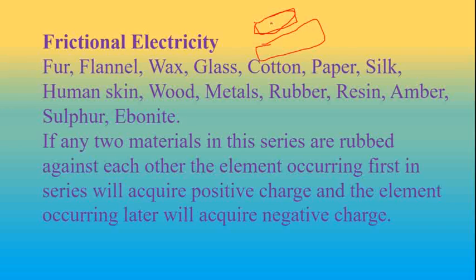This process is also called induction. There is frictional electricity produced. Here we can observe that some electrons are shifting from the rod to the silk cloth. Both are obtaining charges. One is positive and the other is negative. So this acts as a positive charge and this acts as a negative charge.